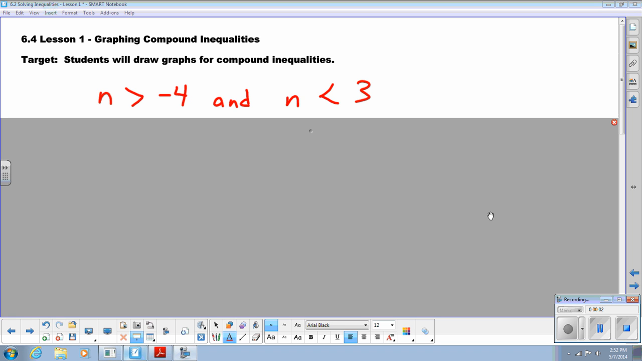A little more work with inequalities. Now we're going to work with something we call a compound inequality. And the first thing I'm going to show you is how to graph the answers for compound inequalities. So we're just going to show you how to make graphs with those right now.